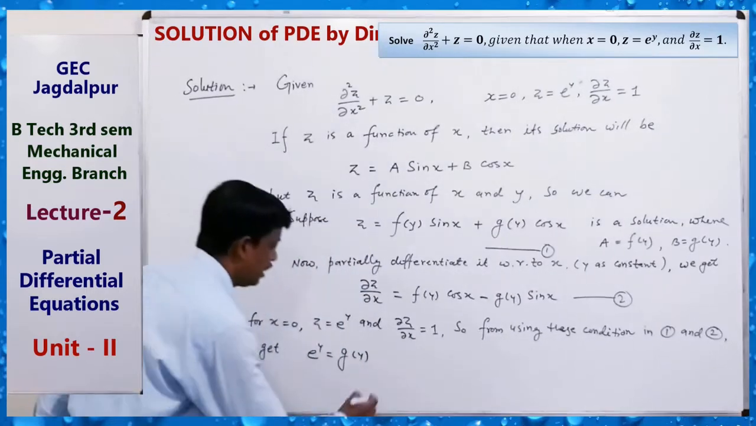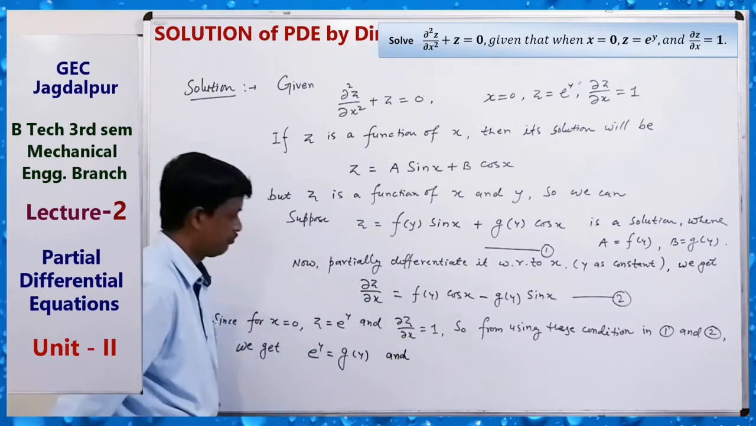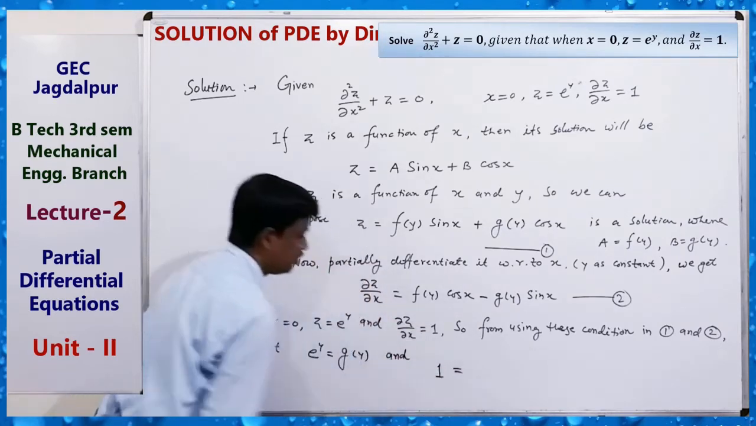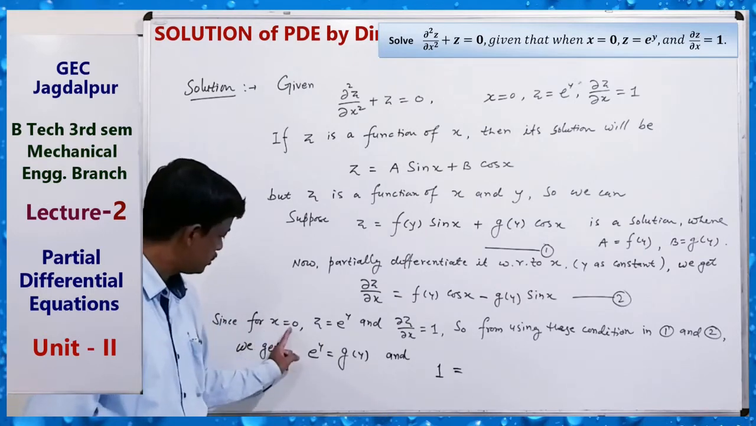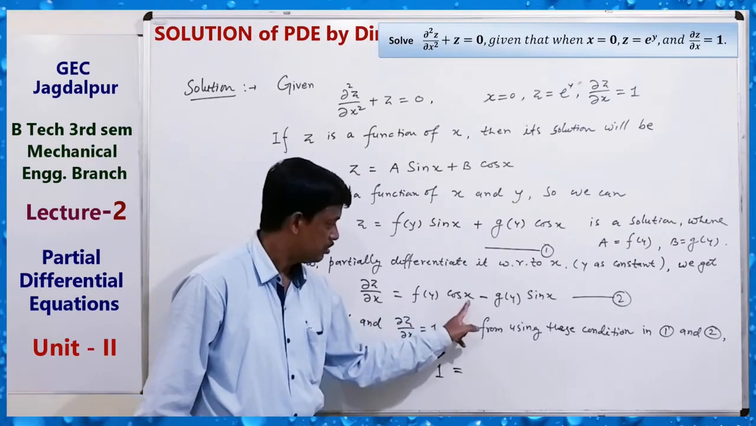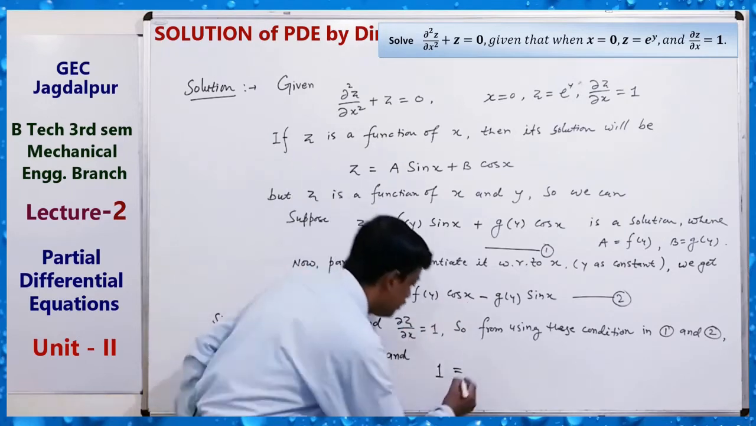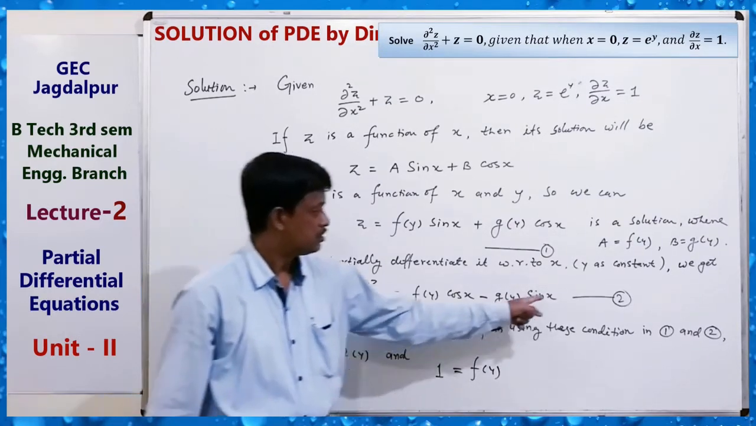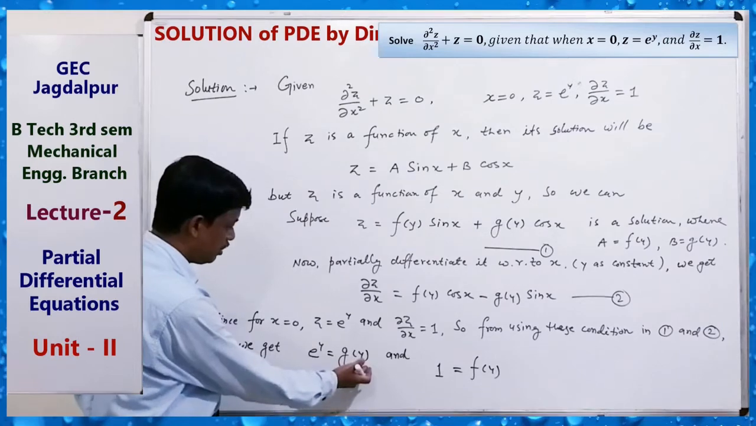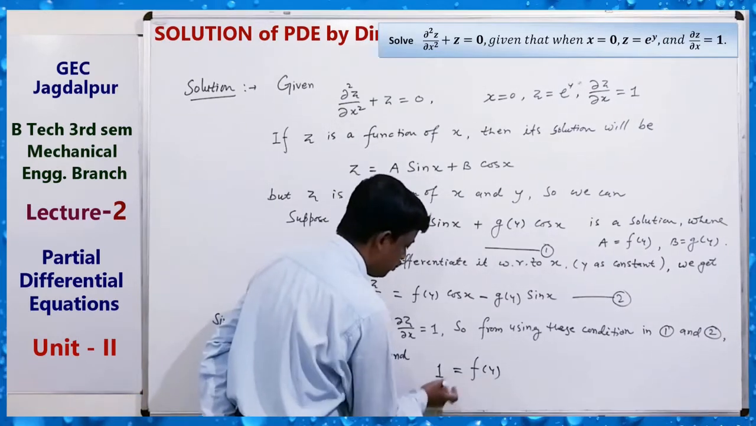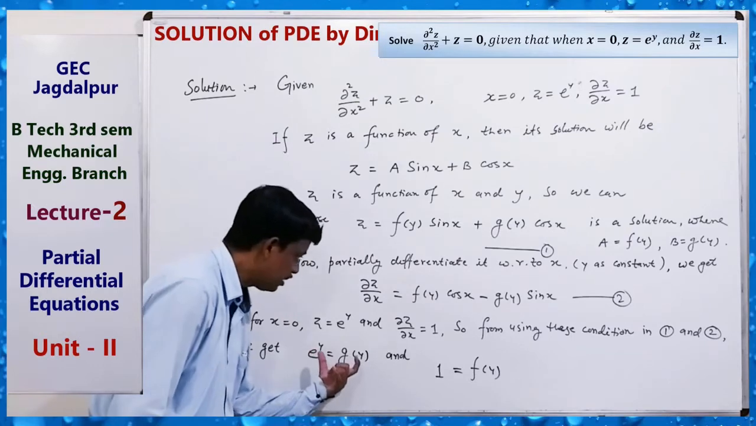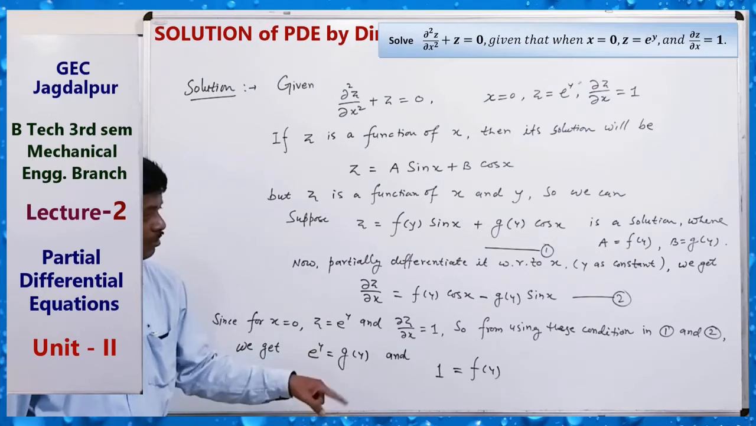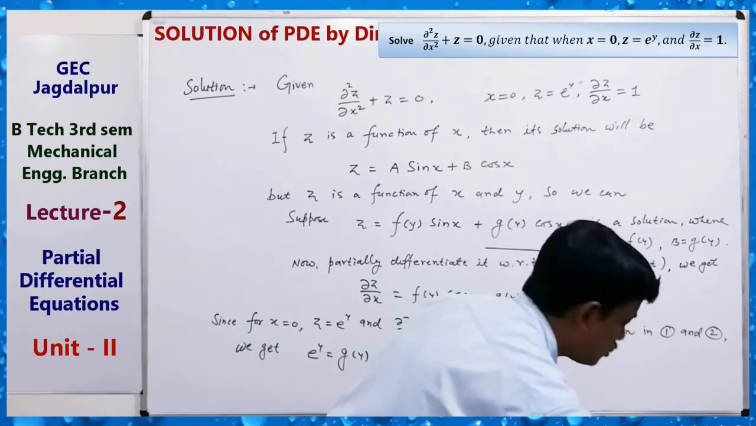So g of y equals to this. And del z by del x equals to 1 gives 1 equals to f of y cos 0, which is 1, and sin 0 is 0. So we get g of y equals to e to the power y, f of y equals to 1. Now putting these values of f of y and g of y in 1, we will get the required solution.